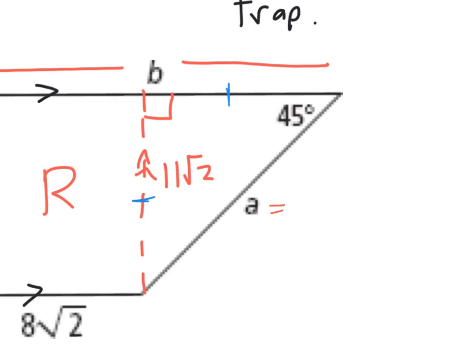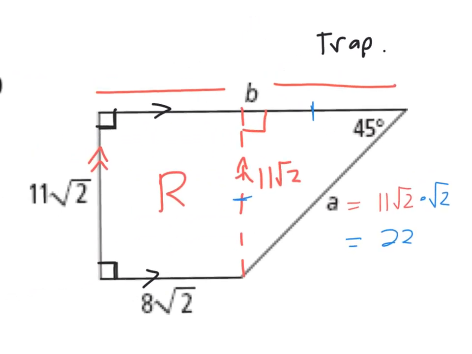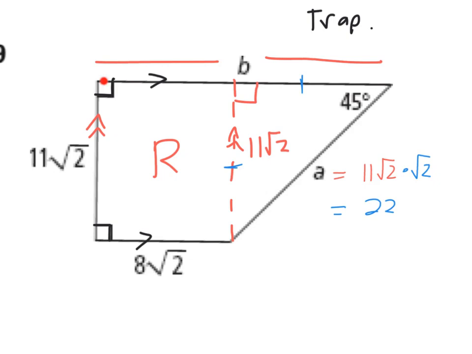So A is 11 radical 2 times radical 2. So that becomes 11 times 2. So 22 is what A is. Now, how are we going to get B? How do we get B?